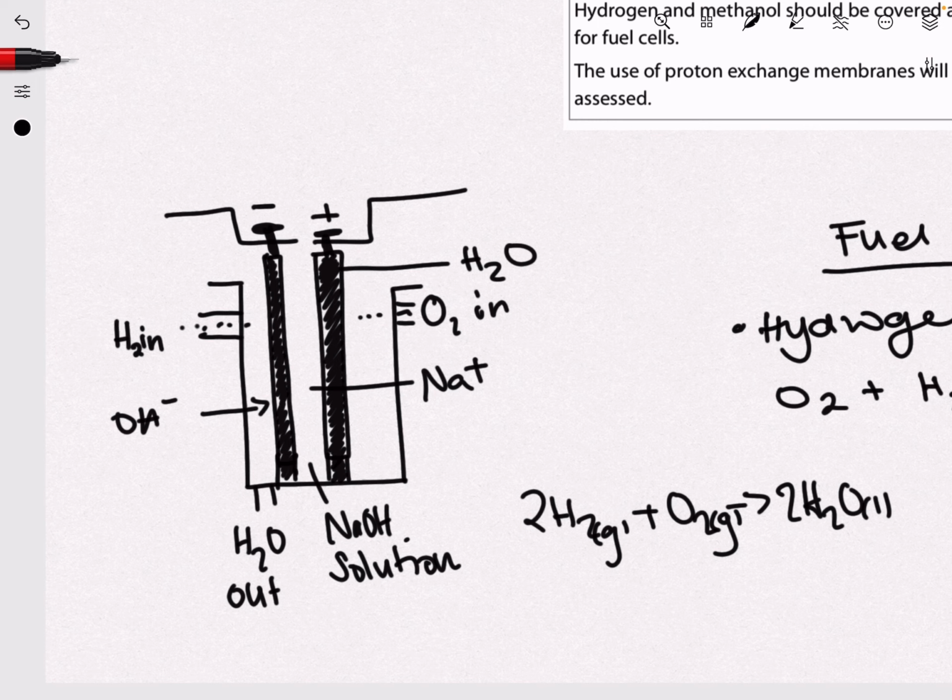There are other fuels apart from hydrogen that can be used, such as a methanol fuel cell, but this will produce carbon dioxide because methanol is an alcohol, therefore a carbon compound, which we know serves as a pollutant. An advantage of hydrogen fuel cells is that they do not pollute, as the only product that they have is water.